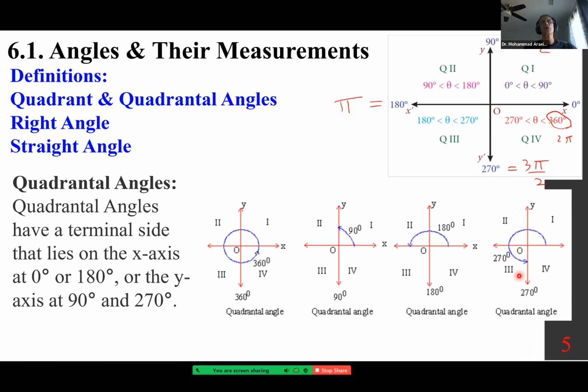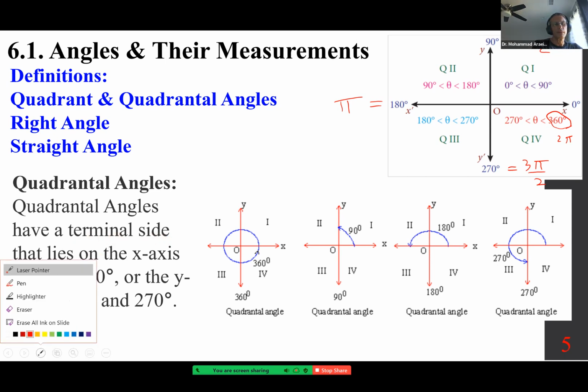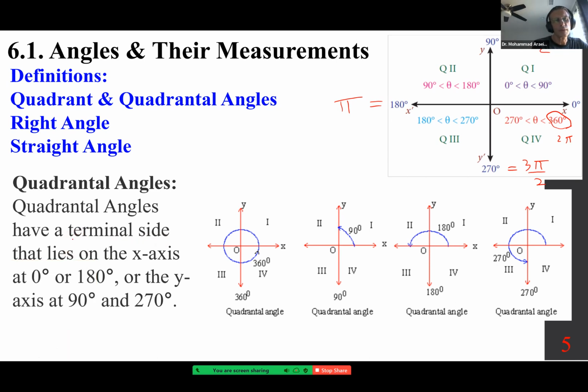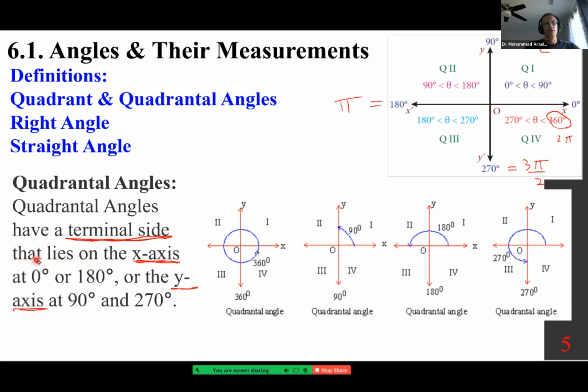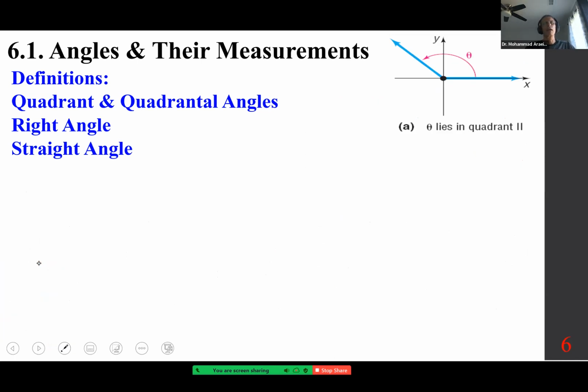So a simple definition of a quadrantal angle: the terminal side is on the x or the y-axis. That's all there is to it. All right, very straightforward so far. Let's look at more of this stuff.